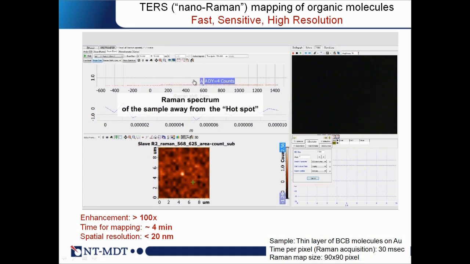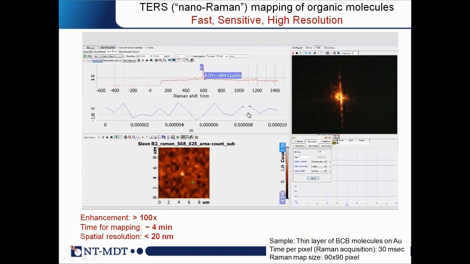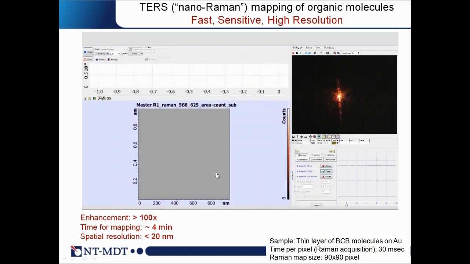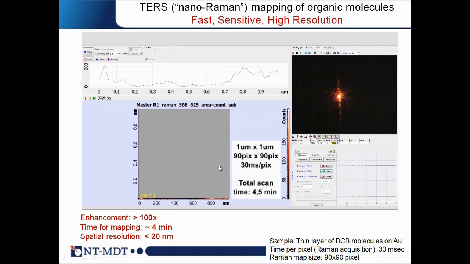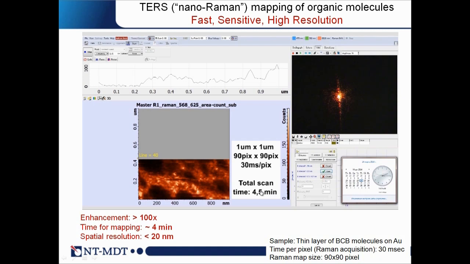So this is the Raman spectrum away from the hot spot, virtually nothing, and this is the Raman spectrum at the hot spot. The overall enhancement, the net enhancement, is more than 100. So the next step after the laser spot alignment, and the alignment actually takes only 40 seconds, as you have seen, is just to scan the sample, and these are the scanning parameters: 1 by 1 micron, 90 pixels, 30 milliseconds per pixel, and the overall tip enhanced Raman mapping time will be about 4.5 minutes. So here you can see the data.